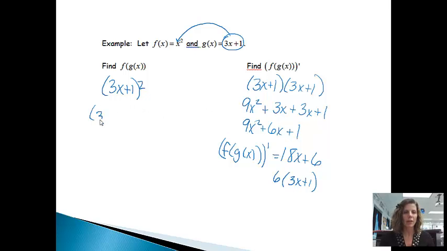But what if I had a problem that looked like this, 3x plus 1 raised to the 5th power? Then I'd either have to multiply that out 5 times, or I could use Pascal's triangle, but the workload would become quite a bit more when I'm trying to take the derivative of that. So when I have something in parentheses, that would be a perfect candidate for using the chain rule instead of multiplying it all out.